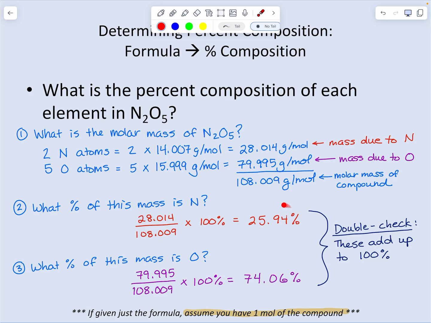All right, so 25.94% is due to the nitrogen, and 74.06% is due to the oxygen. And just to double check, these should add up to 100%. When you add up the individual percentages for each of the elements that make up the compound, they should all add up to 100%, and in fact, they do.